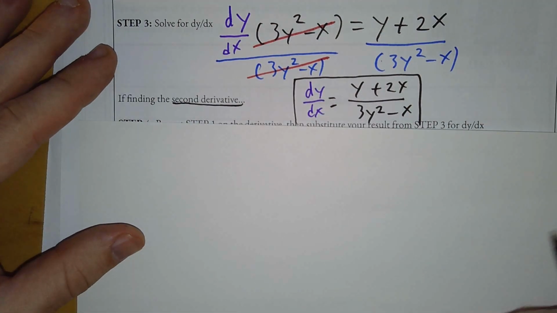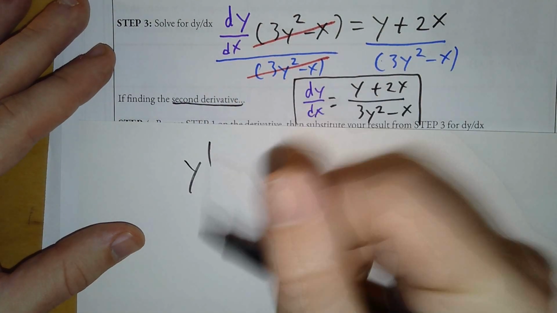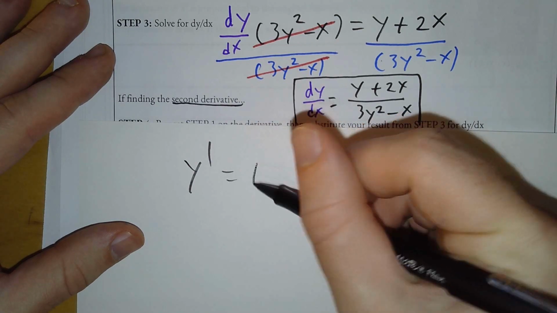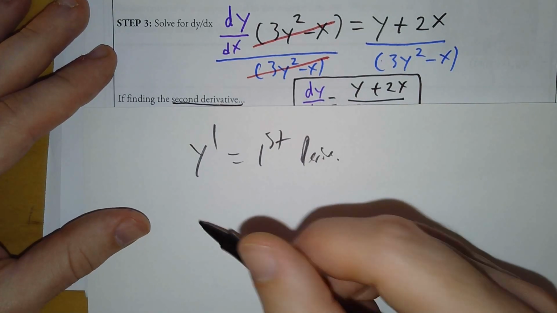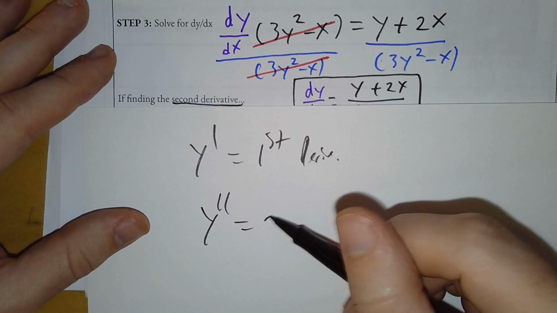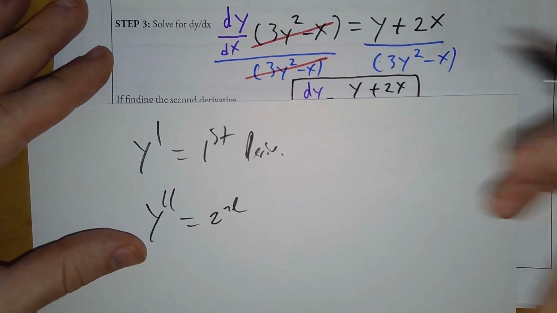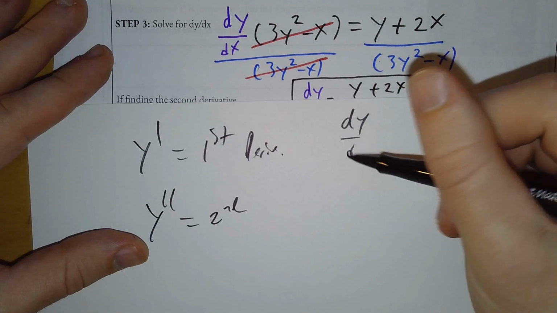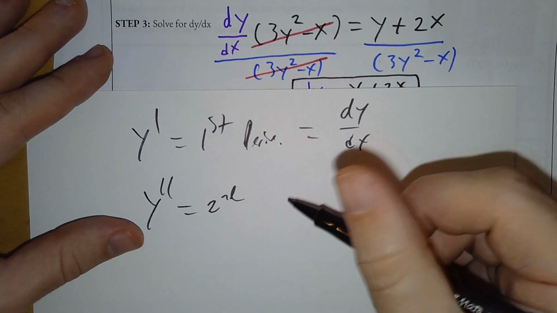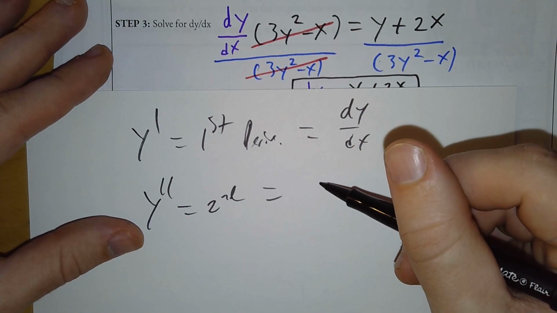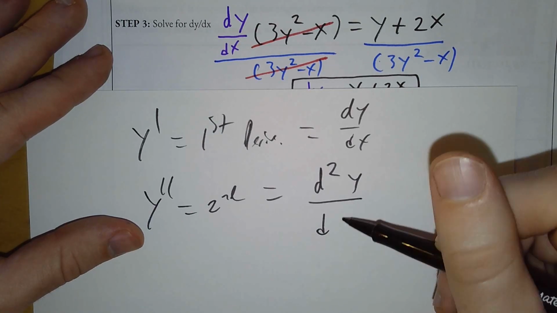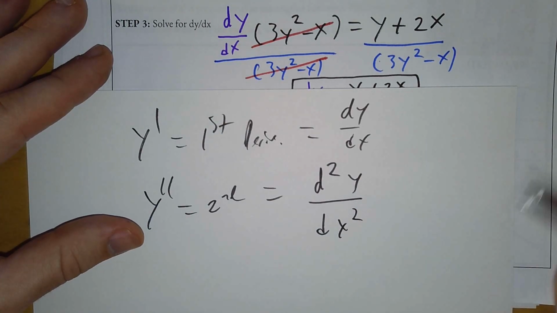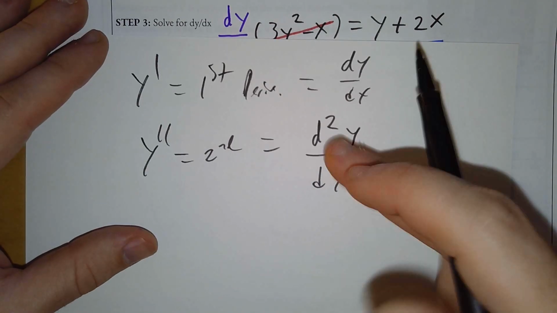You've seen this before. We are familiar with y prime. That's the first derivative, right? And then you're familiar with y double prime. That's the second. And in our new notation, dy/dx is also the first derivative, and y double prime we call d squared y over dx squared.